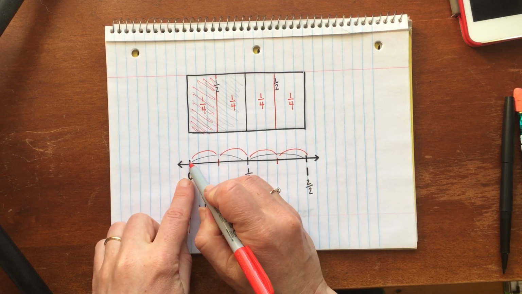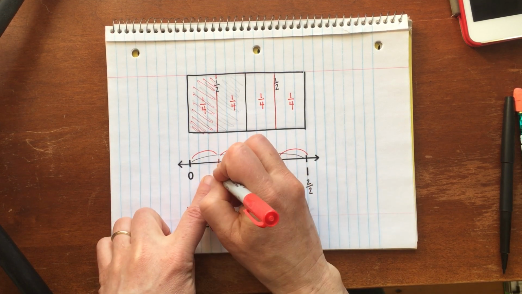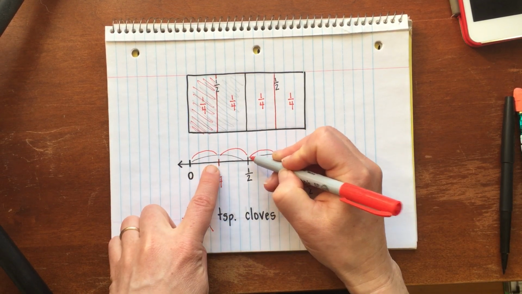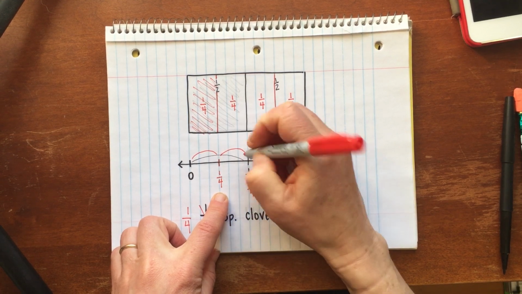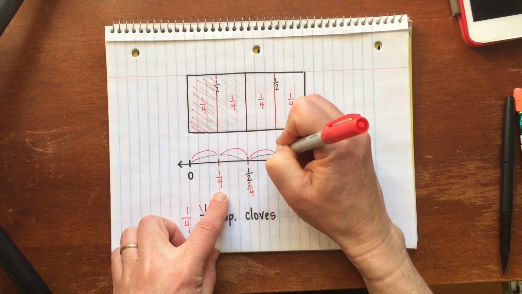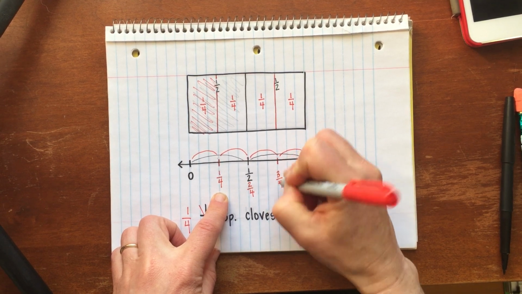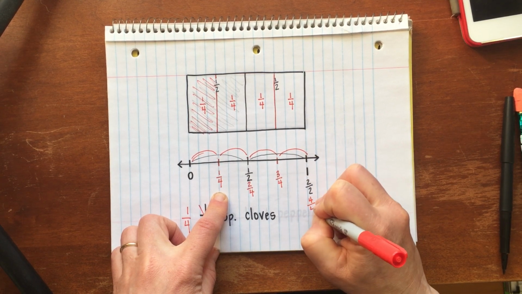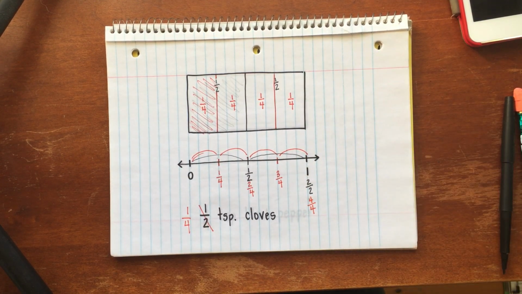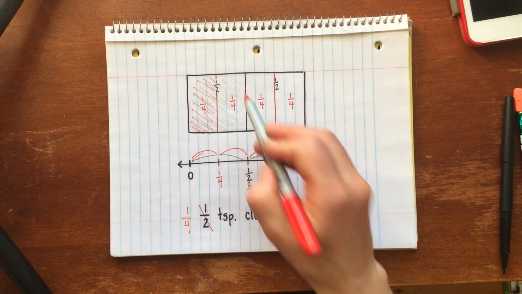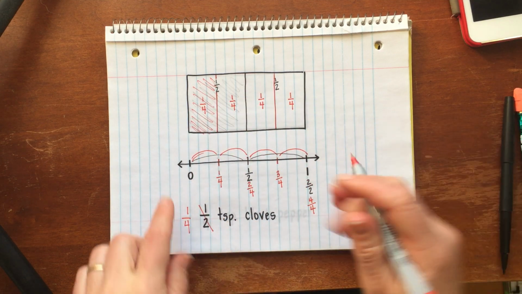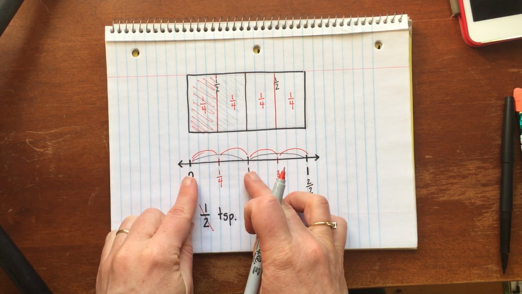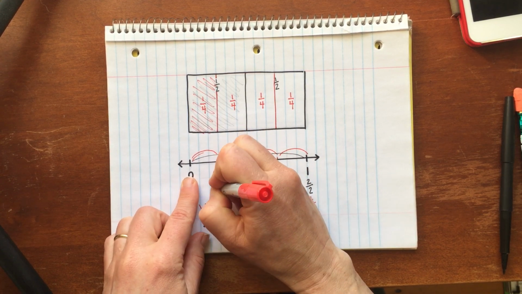So if I go from here to here, that's 1/4. Then if I keep going, 2/4. Keep going, 3/4. 4/4 is the same as the whole. That matches what I have up here, doesn't it? It took 4/4 to make the whole rectangle. The original recipe called for half a teaspoon. If I'm going to use half of that half, I'm going to use 1/4.